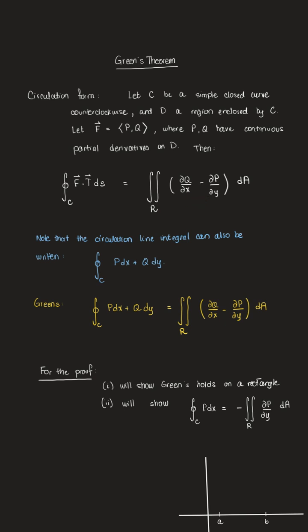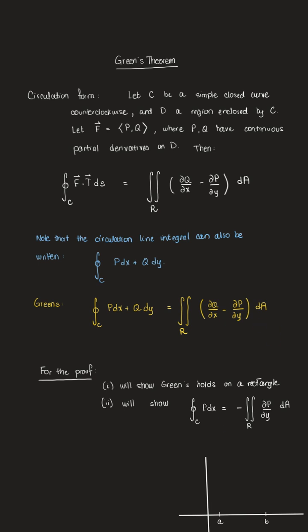Note also that the circulation line integral right here can also be written as P dx plus Q dy, and in fact, this is how I'm going to use it in this proof. So we'll restate Green's theorem below in yellow, where the circulation integral P dx plus Q dy, again, this measures flow along a closed curve, is equal to adding up the circulation density on the inside of the enclosed region.